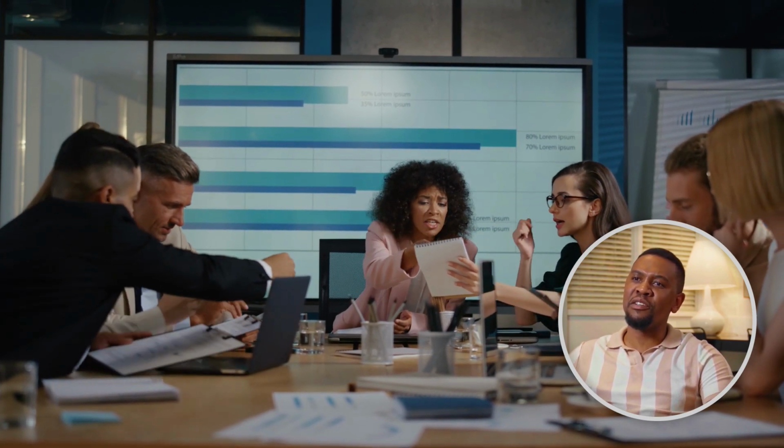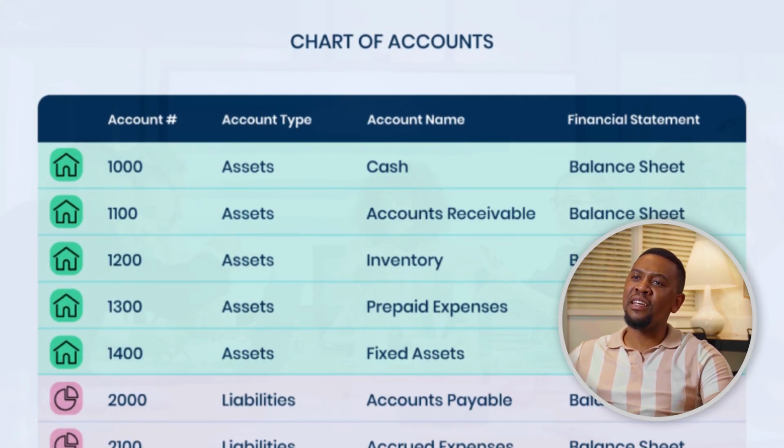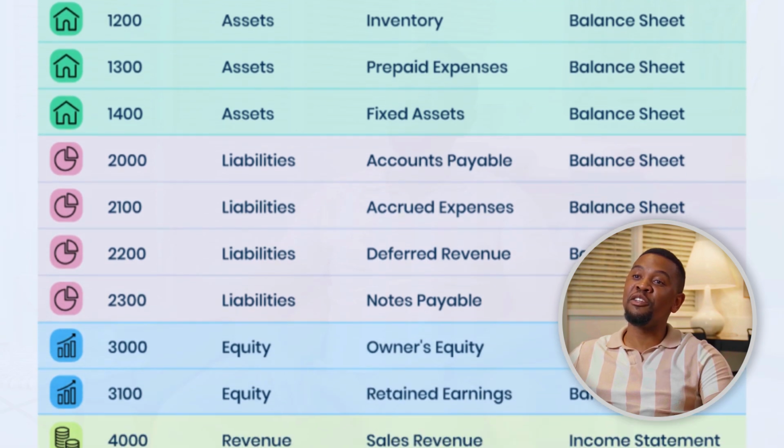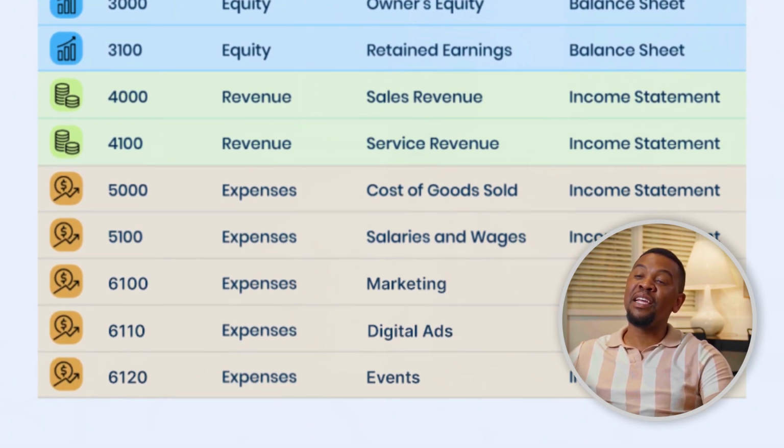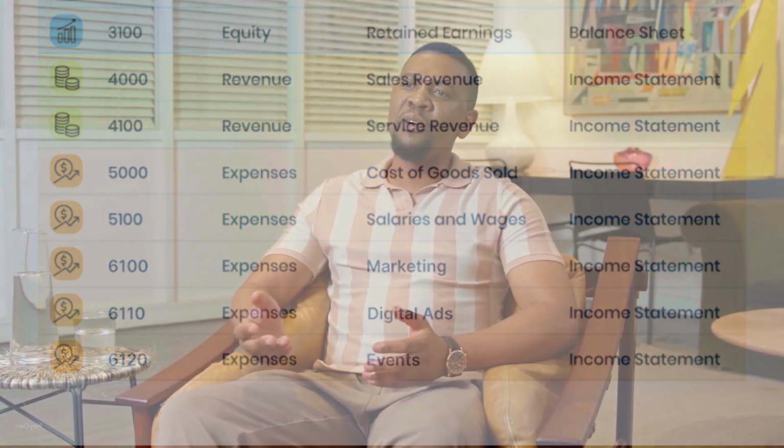So that's your chart of accounts. It's not just an accounting tool, it's the foundation for everything from reporting to budgeting to decision making. In the next video, we'll walk through how to actually optimize your chart of accounts so it's easier to use and easier to grow with.